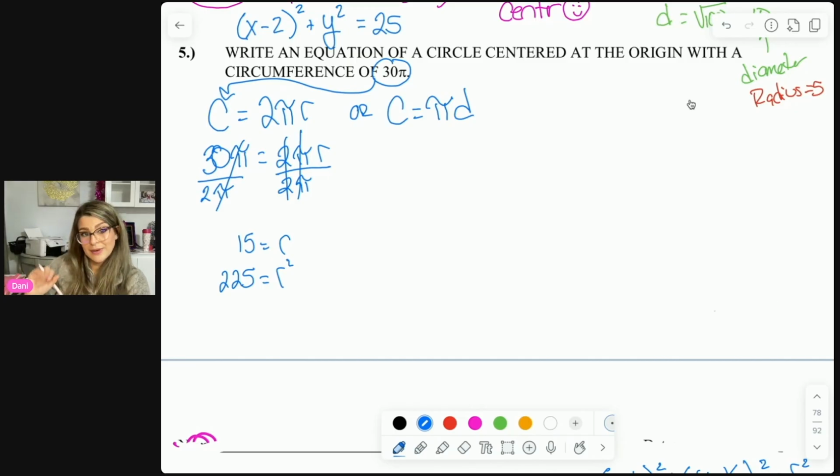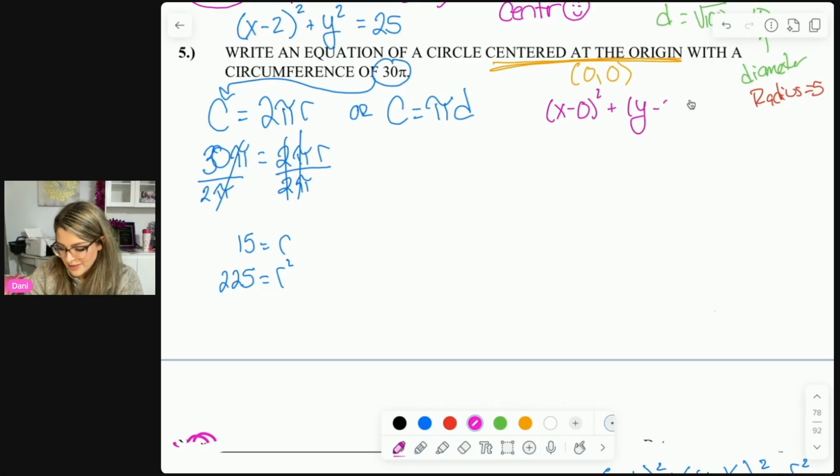So right now we're sitting pretty. We got our radius. Now, oh, is it centered at the origin? Oh, this question just got so much better. Centered at the origin means your point is 0, 0. Again, we could write this as x minus 0 squared plus y minus 0 squared, but that's silly. You could, but it's going to be simplified in the end when you see it in the real world. So we're going to write this as x squared plus y squared equals 225.